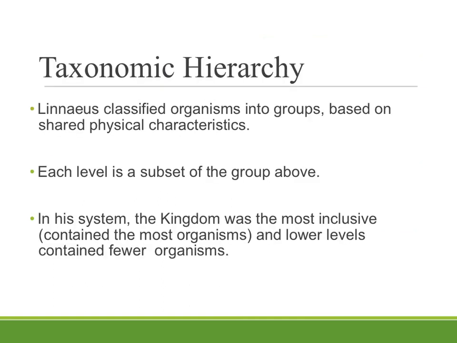So Linnaeus classified organisms into groups based on these shared physical characteristics, and so each level is a subset of the group above. In his system, kingdom is the most inclusive. It has the most organisms, and then as you move down to the lower levels, you get fewer and fewer organisms until you were down to just one with that scientific name.